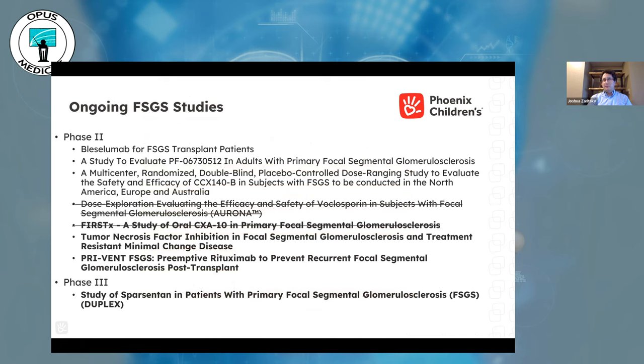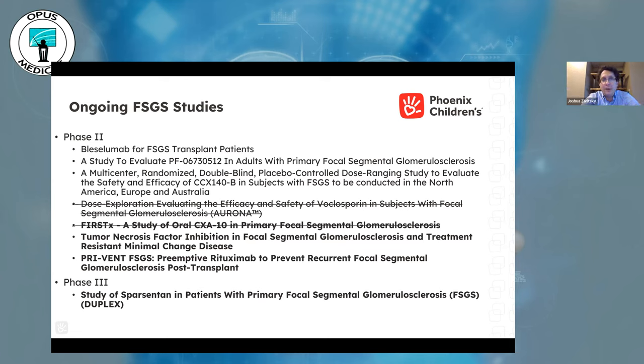Now, the good news is maybe if we went back 5 years ago, the chances of you being able to put your patient in a randomized controlled trial were small. Now we have many more trials opening up to treat. And we just got a new drug approved for IgA nephropathy. That drug will also probably see some use in FSGS. So I think we're going to see some new drugs come on.